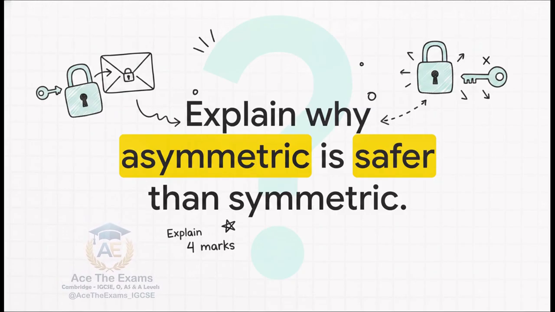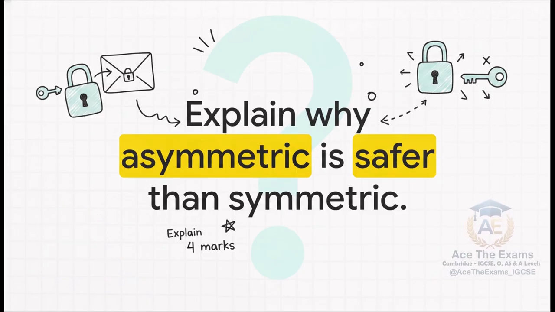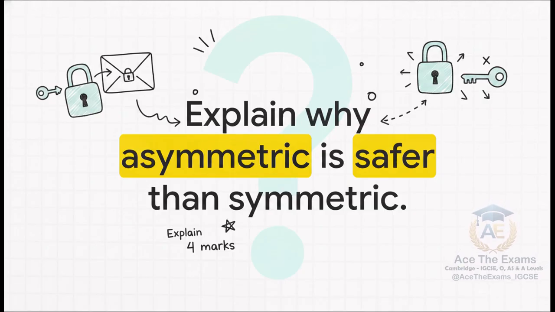Look at this question. This is a classic explain question, where you must provide evidence as to why the process works, not just what the process is. Again, decode the command word, explain. You have 4 marks on the line here. You cannot just define what asymmetric encryption is. You have to actively compare its safety mechanism against the inherent flaws of symmetric encryption.